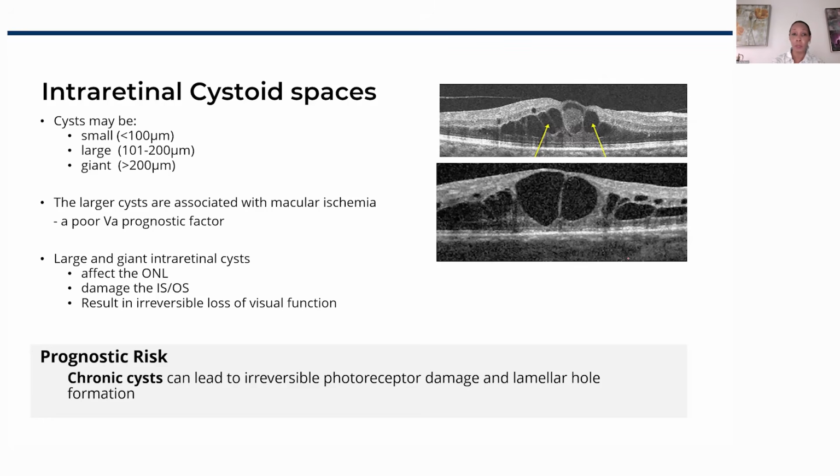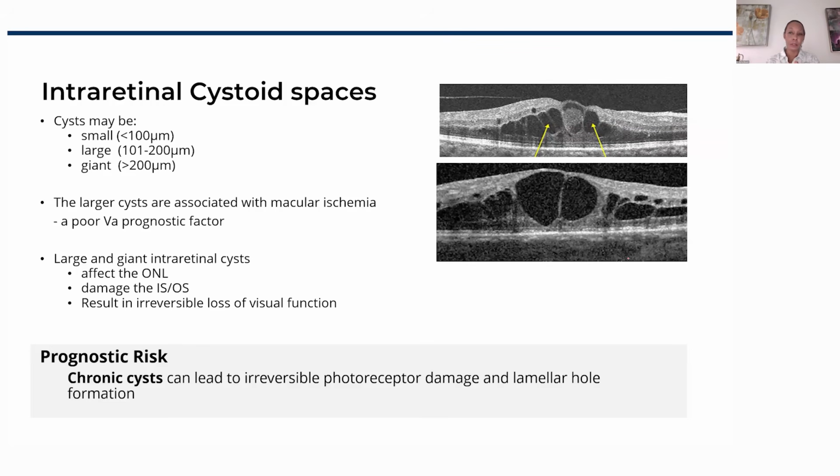than 200 micrometers. The largest cysts are usually associated with macular ischemia, because if you look at an overlay of an angiogram, you see there are a lot of areas devoid of capillary perfusion with the large cysts, and therefore larger cysts are a poor visual acuity prognostic factor. So when you see these large cysts, as in this image here below, they can affect the outer nuclear layer. They damage the inner segment, outer segment, and they can result in irreversible loss of visual function.